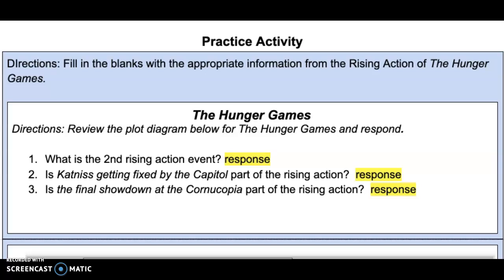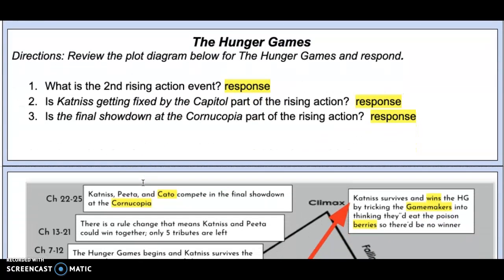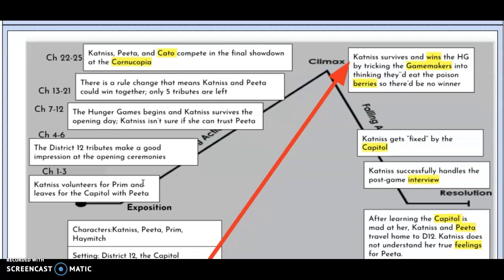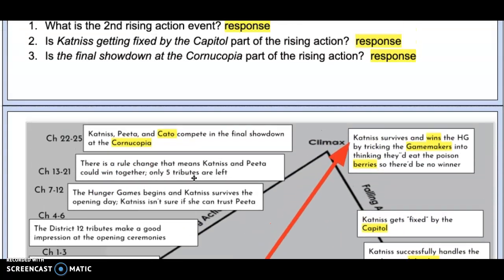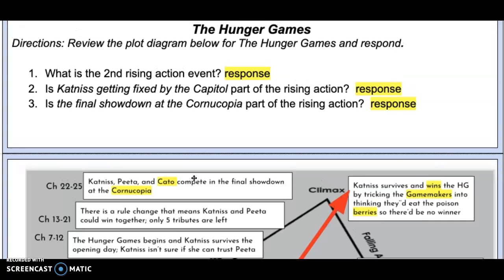The last step here is to fill in the blanks with the appropriate information from the rising action of the Hunger Games. So, review the plot diagram below for the Hunger Games and respond. Down here you have a copy of the plot diagram for the Hunger Games that we've reviewed in class. You need to look at this diagram in order to answer these 3 questions.